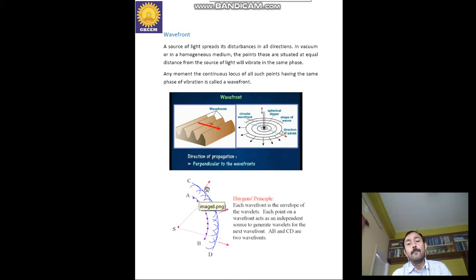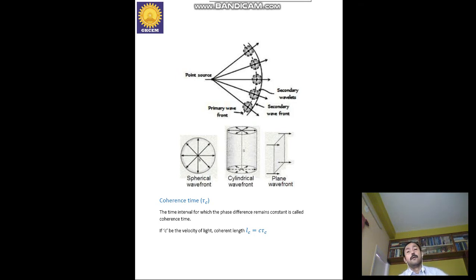Now, the wavefront is the envelope of the wavelets. The secondary source of disturbance will also produce wavelets. If you envelop in a semicircular or semispherical way, then this is a wavefront. Here in our case, AB and CD are the two wavefronts. If the point source is this, these are all the secondary wave sources, secondary disturbances. Now we are enveloping these spherical wavelets. So this is the primary wavefront, this is the secondary wavefront.